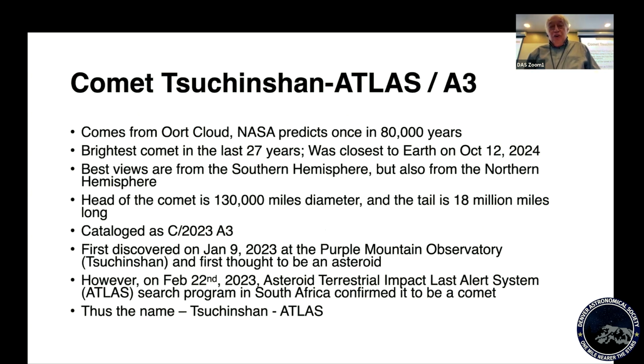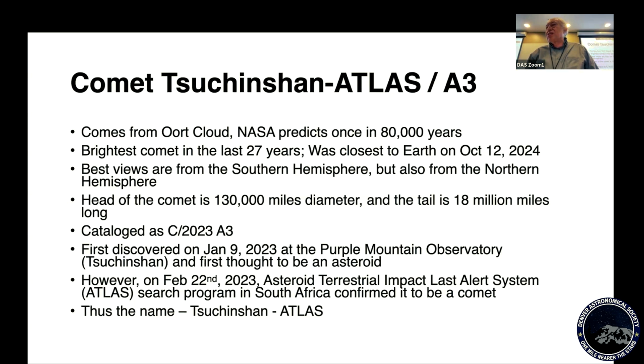Most of the comets, as you know, come from the Oort cloud, and this one as well. NASA calculated it for some reason as an 80,000 year orbit. Of course, we weren't around, the civilization wasn't around at that time last time, and we may not be around next time. But it was one of the brightest comets in the last 27 years. It was closest to us about a month ago, on the 12th of October, and I saw some figures like 60 million miles from us.